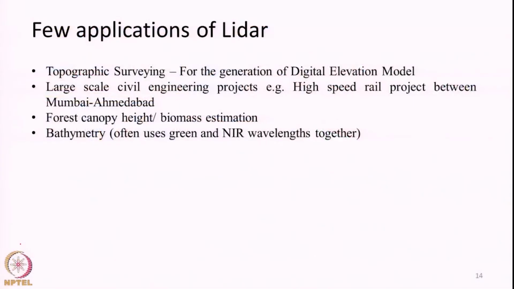Also, for various large scale civil engineering projects LIDAR systems can be used, like the high speed railway project between Mumbai and Ahmedabad. A LIDAR system is used to carry out the survey along the path, because the survey has to be completed within a few months for the entire stretch, and if we resort to ground based surveying, it is going to take us years to cover that 500-600 kilometer stretch. So, people used LIDAR systems, and it is one of the large scale applications of LIDAR for engineering purposes.